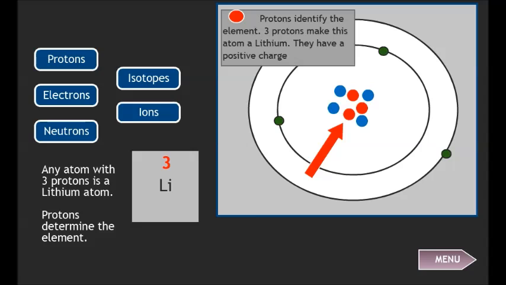Also, protons have a positive charge. They're found in the nucleus. They identify the atom. They are a positive charge.